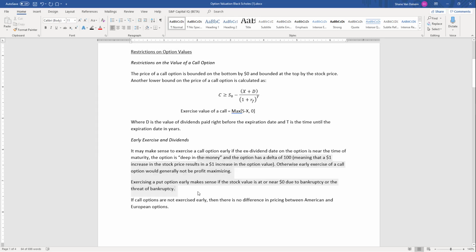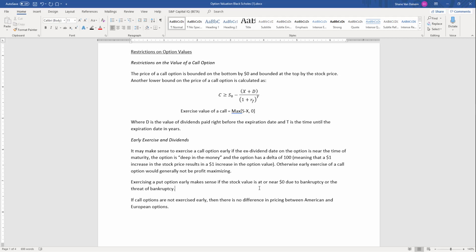Exercising a put option makes sense if the stock value is at or near 0 due to bankruptcy or the threat of bankruptcy. So again, if the stock value is near 0 or the company's gone bankrupt, you're not going to earn more money by waiting. Okay, so if a company goes bankrupt, let's say I bought a put option, the company goes bankrupt, the stock is worthless, that's where I make the most amount of money if I own that put option, because the person who sold me the put option is going to have to now pay me the maximum amount, whatever the strike price is, because the underlying stock is now 0.